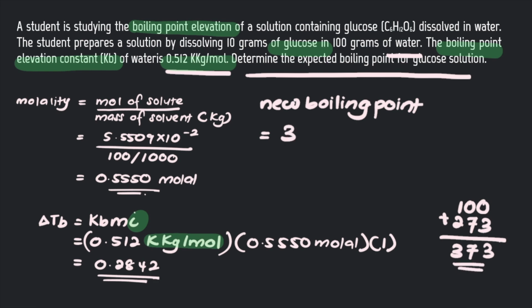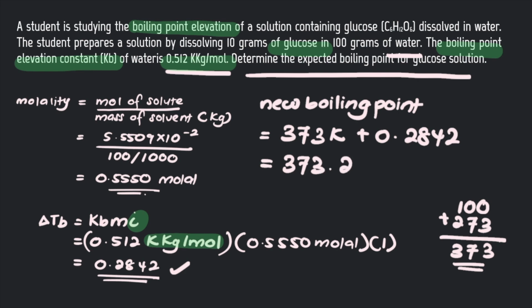That is the actual boiling point in Kelvin, plus the elevation, which is 0.2842. So you should get 373.2842 Kelvin. So this is the new boiling point.